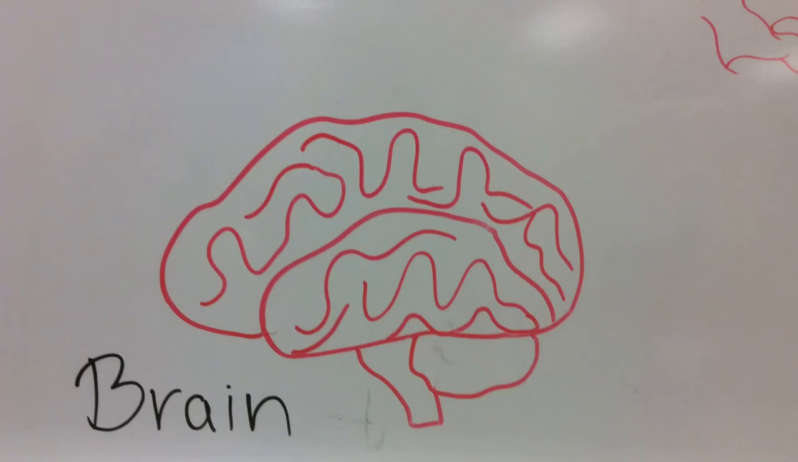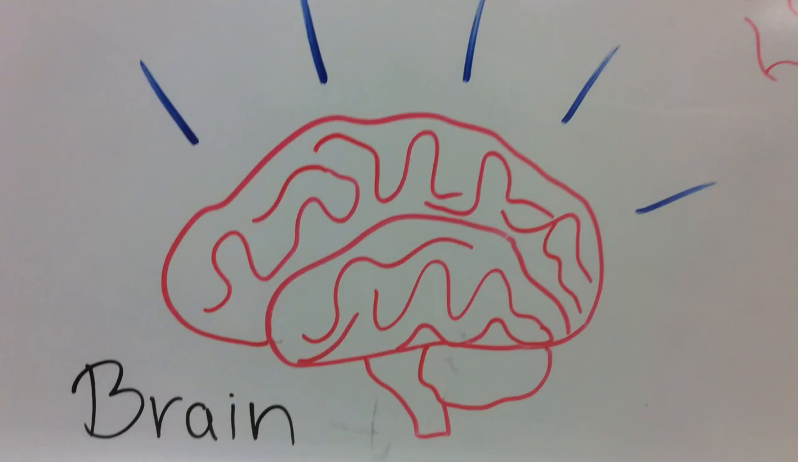Alcohol increases the amount of chemical dopamine in the brain's reward center, which creates a feeling of pleasure when someone drinks.